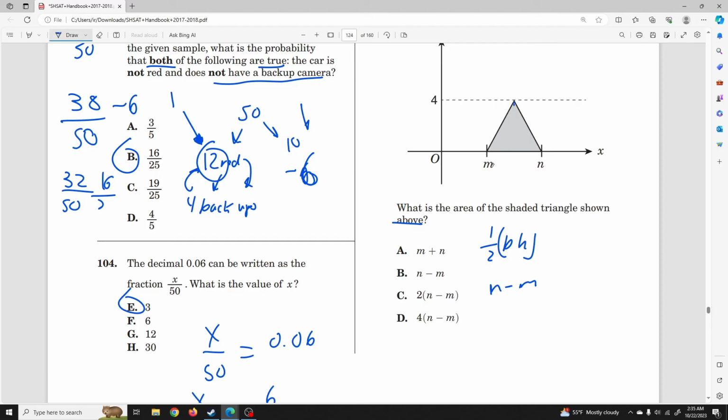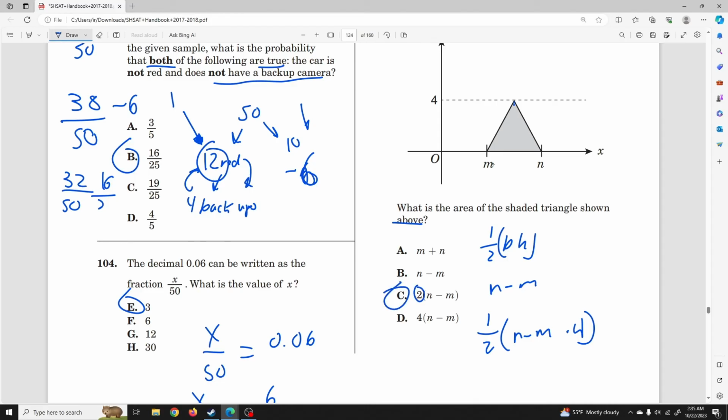So all we have to do is just plug this into my formula, right? 1/2 times our base, which is going to be n minus m. Why am I not doing m minus n? Because that would give me a negative number, right? Times 4. Beautiful. That's going to give us choice C.